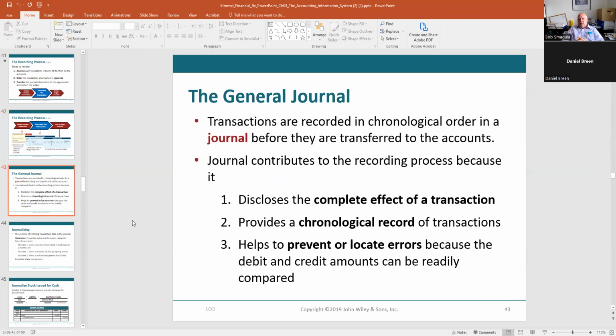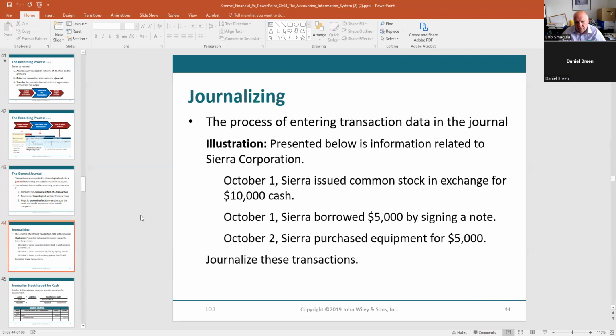Transactions are recorded chronologically in your journal before they're transferred to the accounts or the general ledger. The journal contributes to the recording process because it gives you the complete effect of a transaction. It's a chronological record, and it helps to prevent or locate errors because the debit and credit amounts can be easily compared. Journalizing, that's the act of entering the transactions.